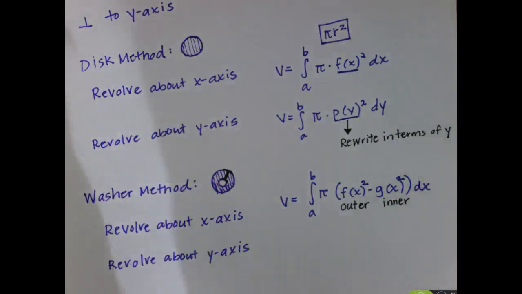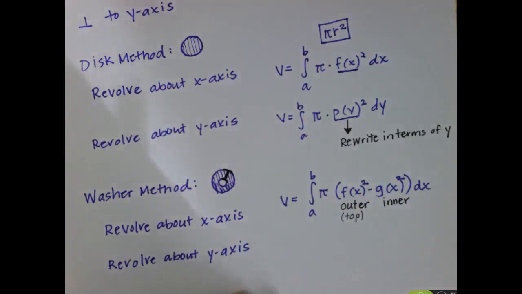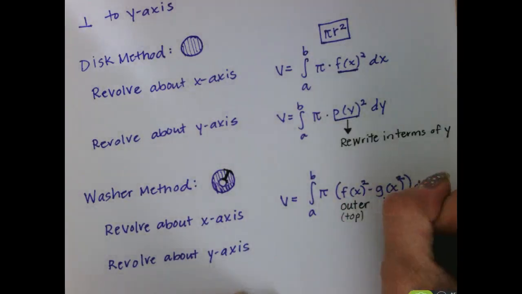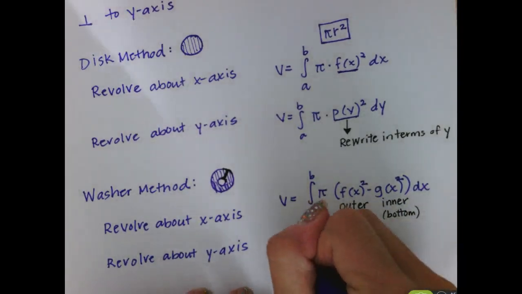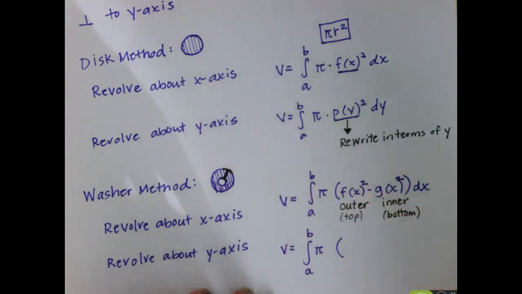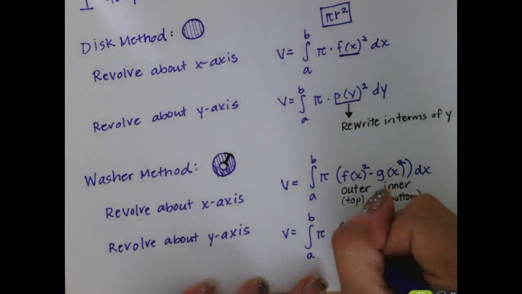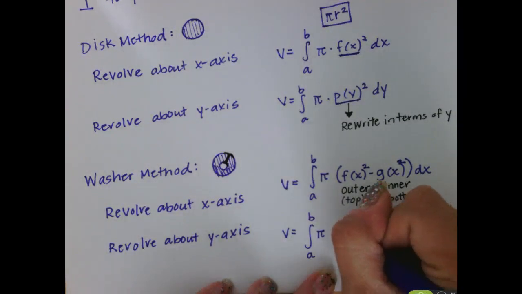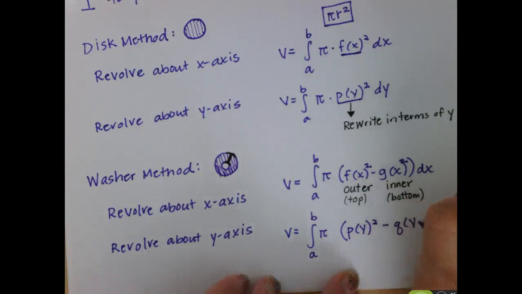Okay, so you want to think about your functions, and the larger function, or the function on top, will be your f, and the function on the bottom, or the smaller function, will be your g. Very similar if we're revolving around the y-axis. Again, we want our functions to be in terms of y instead of in terms of x. So here we'll have p of y squared minus q of y squared dy.